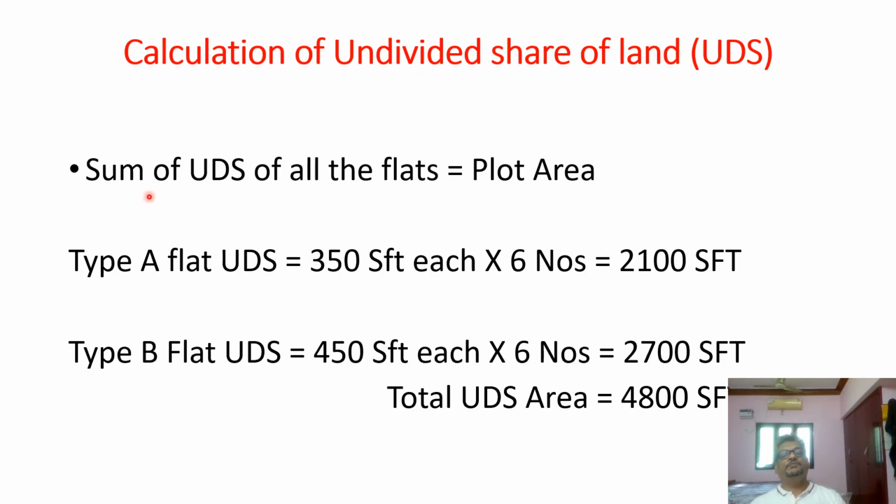Again, there are 12 flats, and the sum of the UDS of all flats should be equal to the plot area. For type A, the UDS of 350 square feet multiplied by 6 flats is 2,100 square feet. Similarly, for type B, there are 6 flats with a UDS of 450, so 2,700 square feet. So the total UDS area is 4,800 square feet.